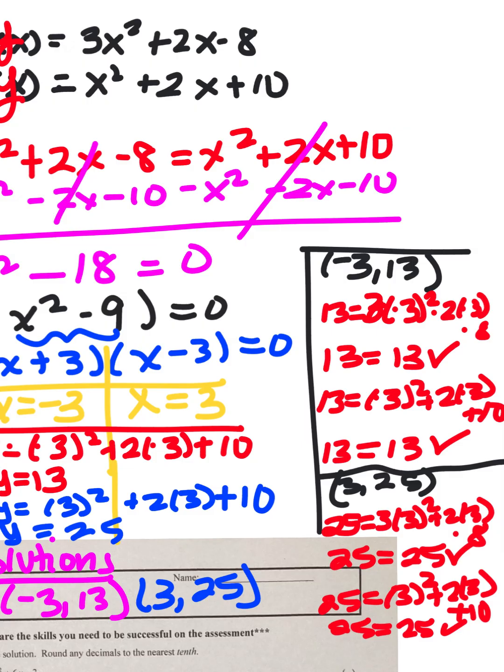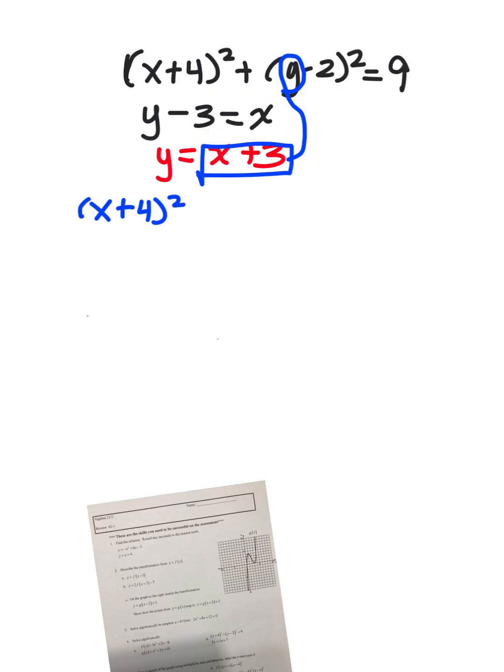All right, so let's take a look at 4B. For this system here, we have a circle and then we have our line. So you must put the line in y equals form. So I'm going to add 3. So y equals x plus 3. Now you're going to take the y equals x plus 3 and substitute it in for the y here. So I didn't do anything to the x parentheses.